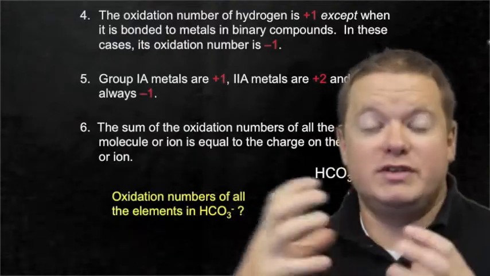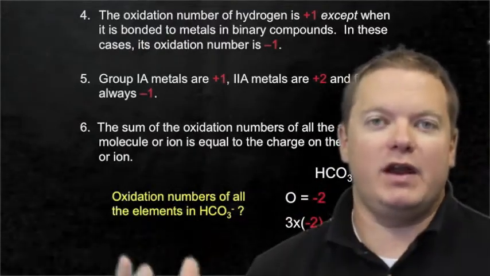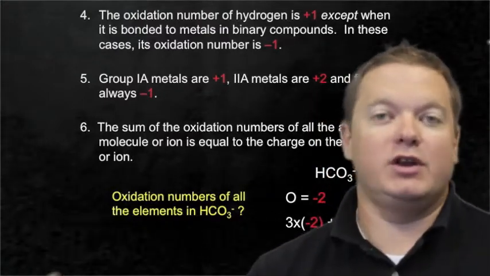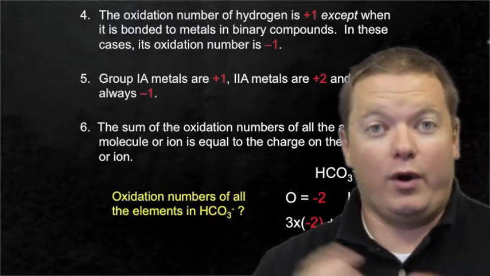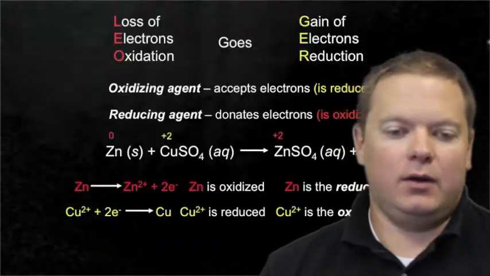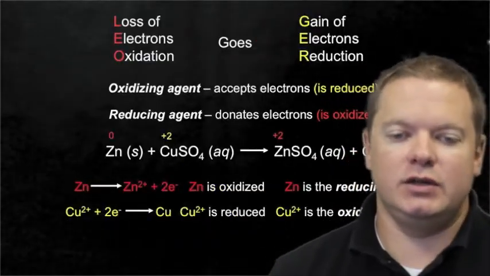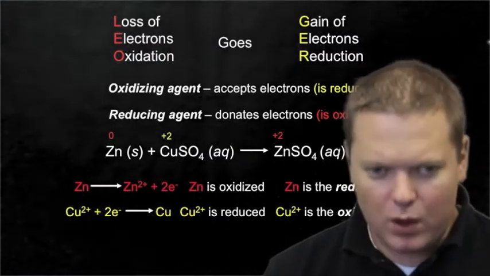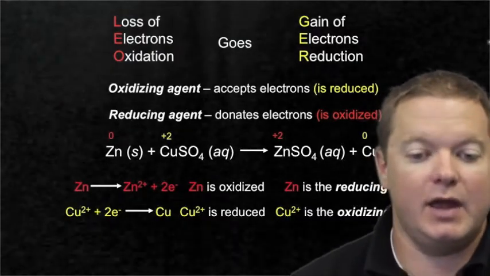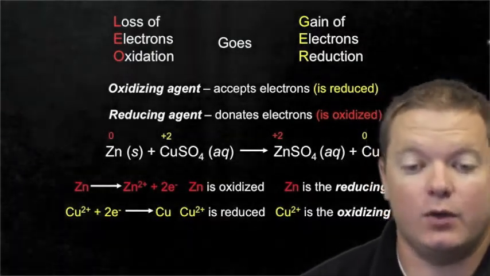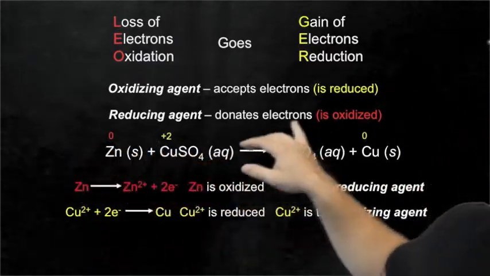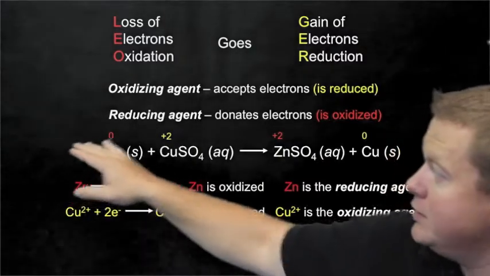So with these simple rules, we can now determine the oxidation number of anything. By looking at the oxidation numbers of the entire reaction, we are then able to determine what is being oxidized and what is being reduced, or if that is occurring in these redox reactions. Remember, the loss of electrons is oxidation, the gain of electrons is reduction. If we look at this reaction, solid zinc plus aqueous copper sulfate goes to aqueous zinc sulfate plus copper. We look at the zinc: it goes from 0 to +2. The copper goes from +2 to 0.